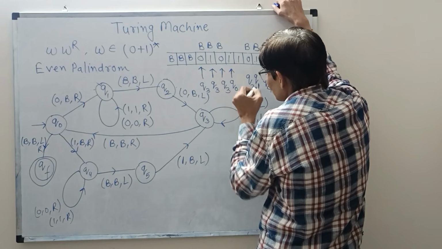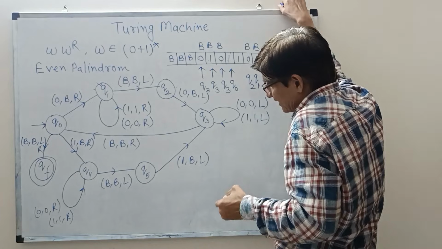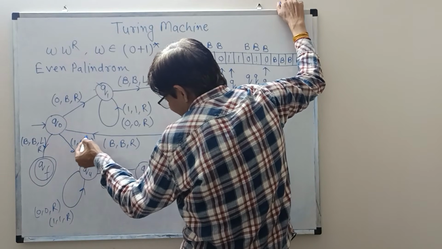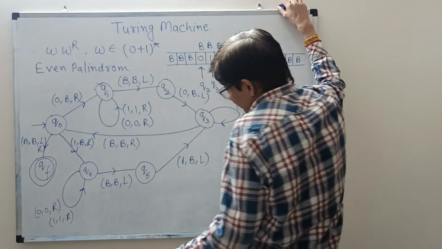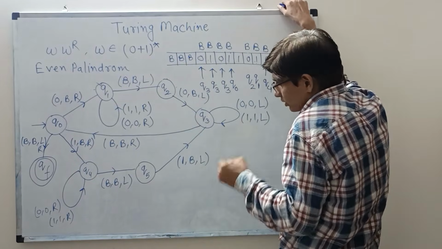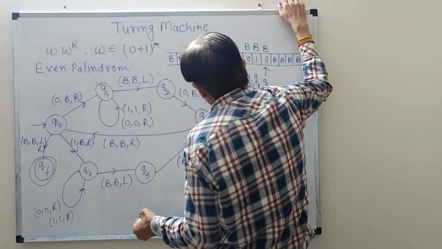So on Q0 you will get 1 again. On Q0 we are getting 1, so I will convert it into blank and then I will move to Q4. I will start moving towards right direction.